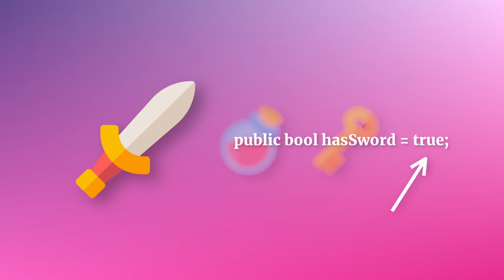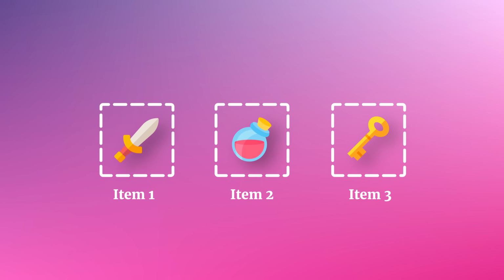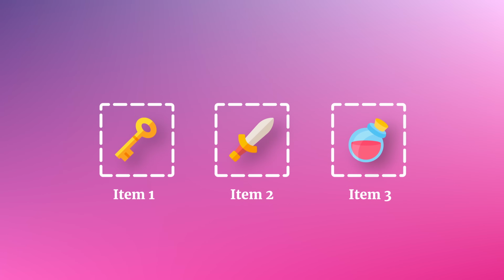However, in most inventory systems, you're more likely to want to use a generic item type, something that can be used interchangeably to allow different kinds of items to be passed around your game in the same way. And there are a bunch of different ways that you can do that.